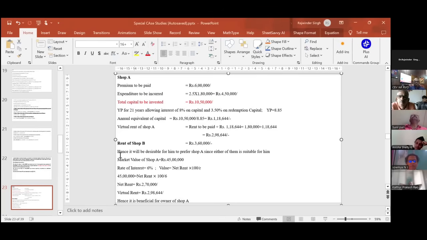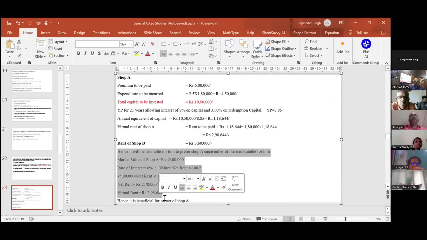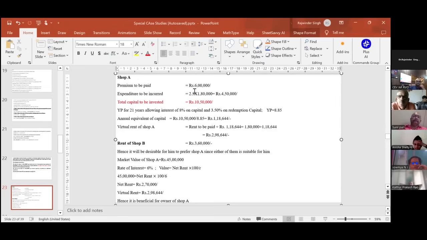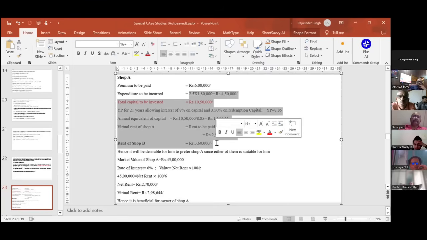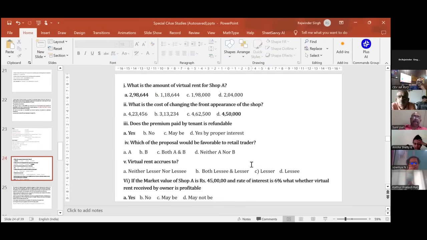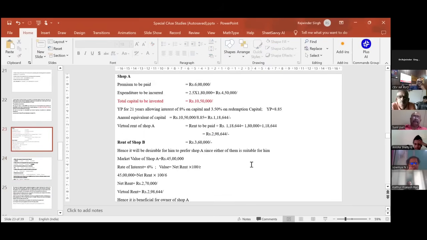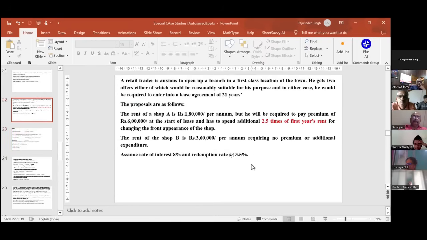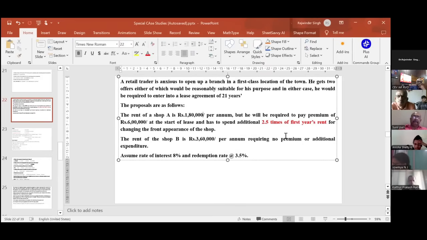So you can calculate the virtual rent in this way also. What you need to do, you can simply do in this way. अगर इसको देखेंगे क्वेश्चन से ऐसा लगता है कि बी वाला ठीक रहेगा क्योंकि इतना खर्चा करना है, लेकिन फिर भी if you do the calculation in a proper way, you will see that shop A is more viable for him.